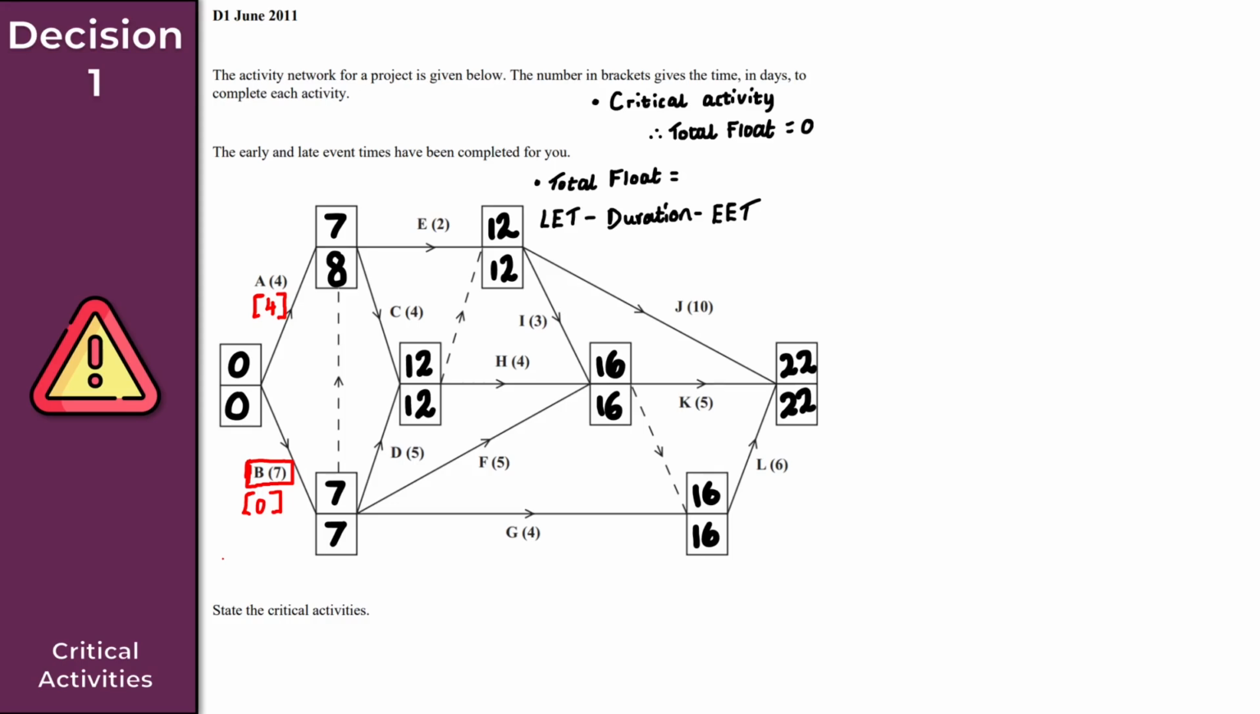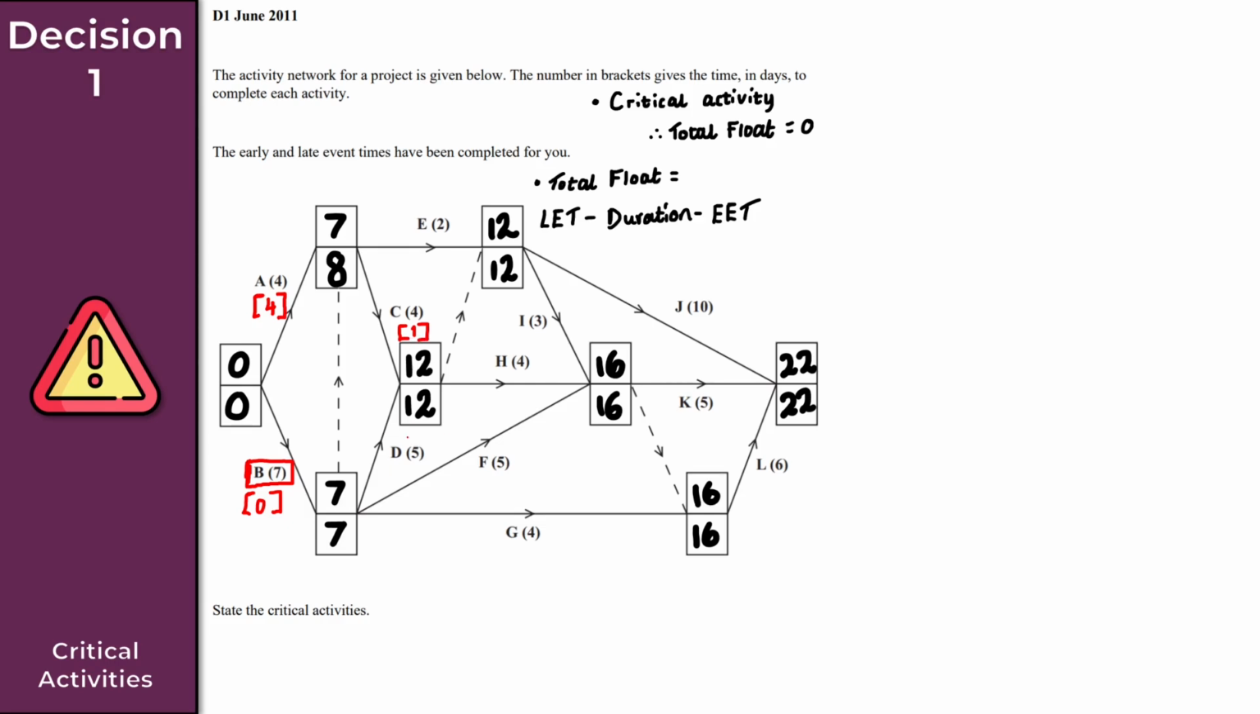What about activity C then? So the late event time here is 12, the duration is 4, and the early event time is 7. So I do 12 minus 4, which is 8, minus 7, and that gives us a total float of 1 there. Okay, let's just keep going.